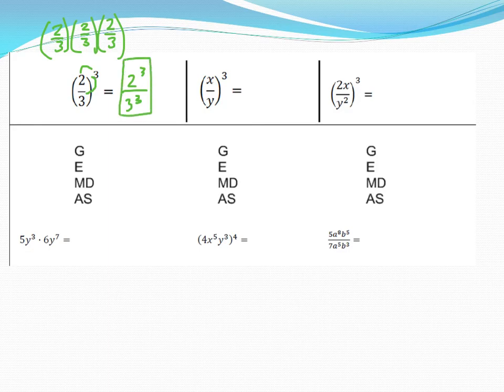Okay, again, think about distributing. I'm going to take x to the 3rd power and apply that to the denominator, y to the 3rd. And I get that as a result, x to the 3rd over y to the 3rd. So again, I can distribute that just like I would before. Now, next one, again, I have 2x over y squared to the 3rd power. We can do the same thing here.